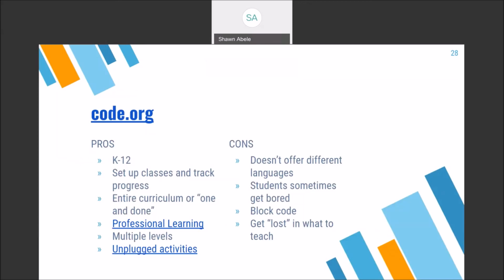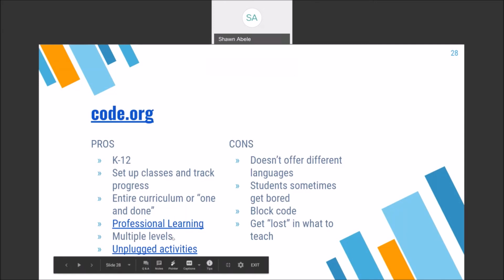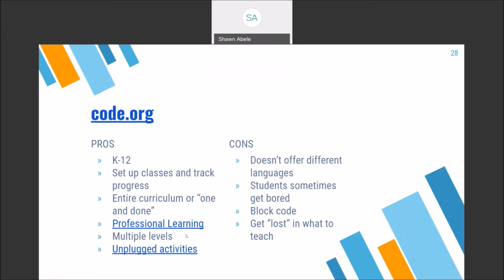If you want to effectively meet all of the computer science standards, then I would recommend assigning a class through code.org. They have a complete curriculum. As a teacher, you can set up an account so you can set up classes and track the progress of your students. It has an entire curriculum for all grade levels, and I'm going to show you that in a second. And then it also has professional learning free for educators, multiple levels, and unplugged activities.